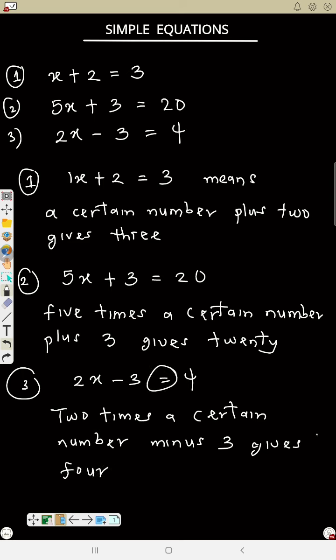So gives is equal to. So that is the interpretation of these equations. So I'll give you one to interpret. So now do this. It is your turn.